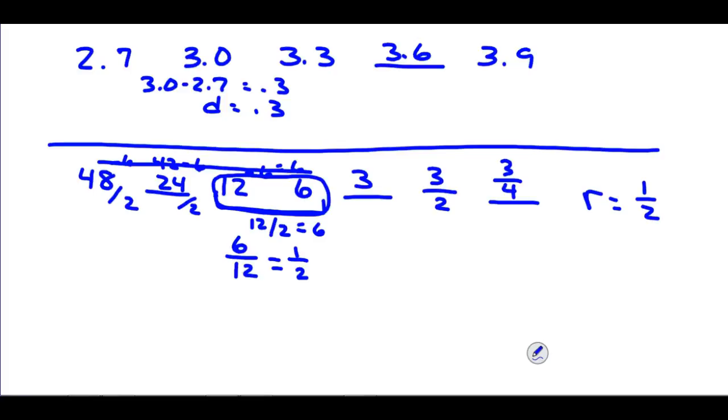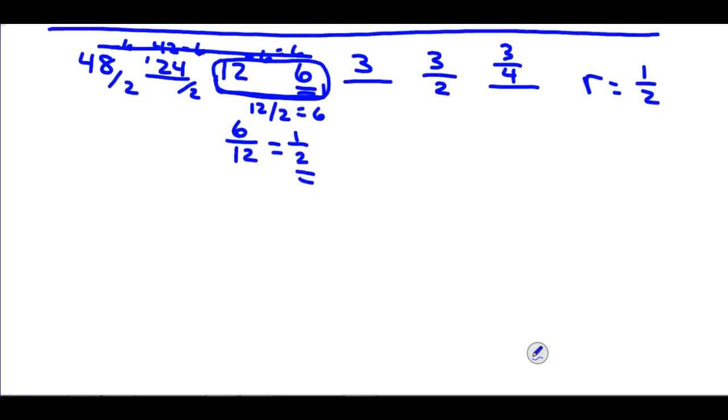Now, if you know it's geometric, that's just what you do. If you know that the sequence is geometric, take any two numbers, divide the number that's furthest in the sequence by the one that comes directly before it, and then you'll have your common ratio.